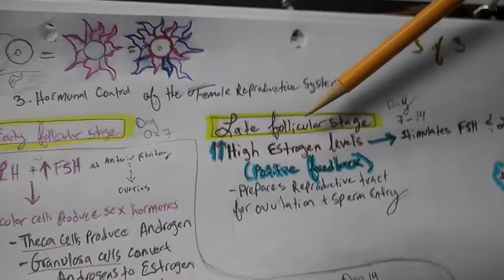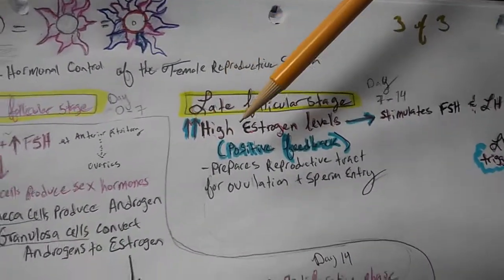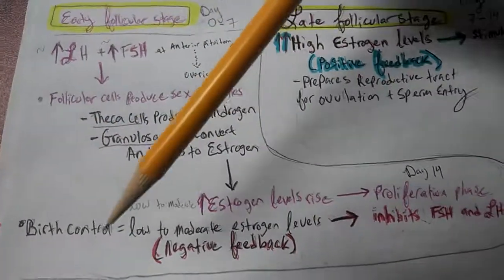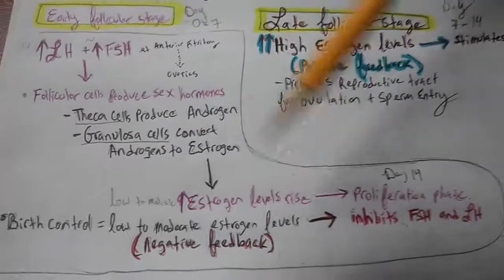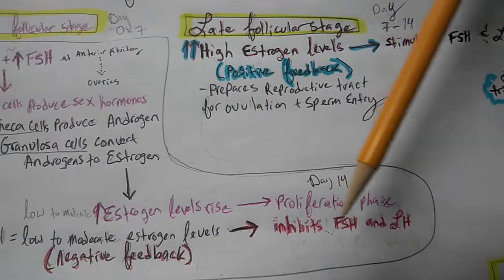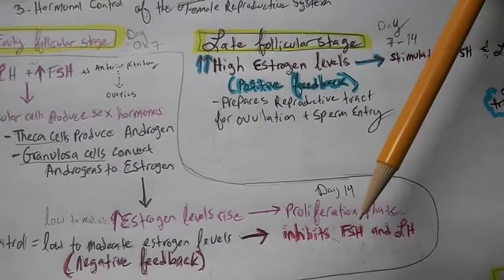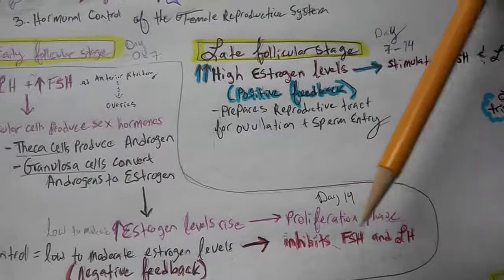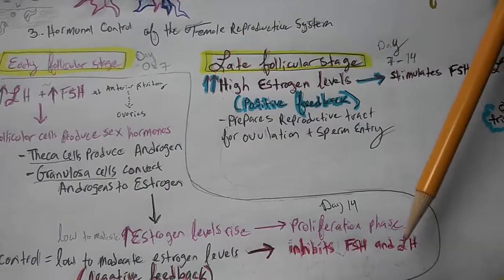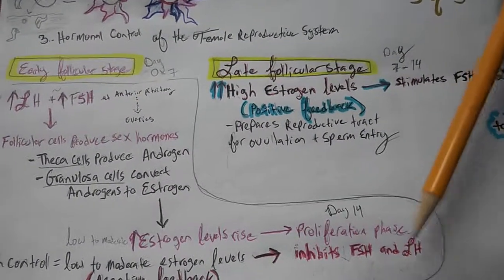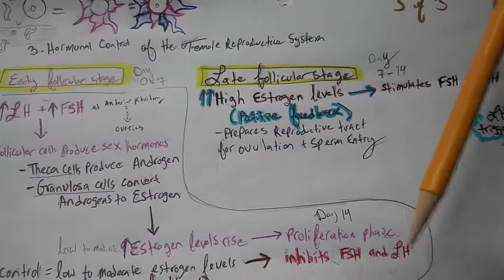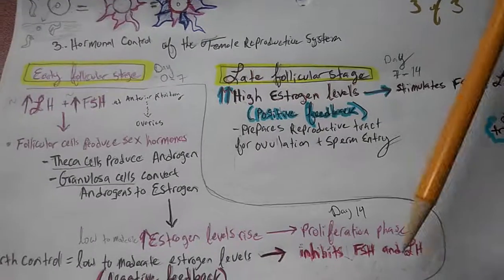Okay, moving on to the late follicular stage. Going back here for a second, birth control is another example of low to moderate estrogen levels. So we have low to moderate estrogen levels, then we inhibit FSH, and we also inhibit LH. These are the messengers that tell the body to make an egg, so if we inhibit FSH, then the body does not make an egg. And if we inhibit LH, luteinizing hormone, then we inhibit the body from making more estrogen and we do not go through ovulation, basically.